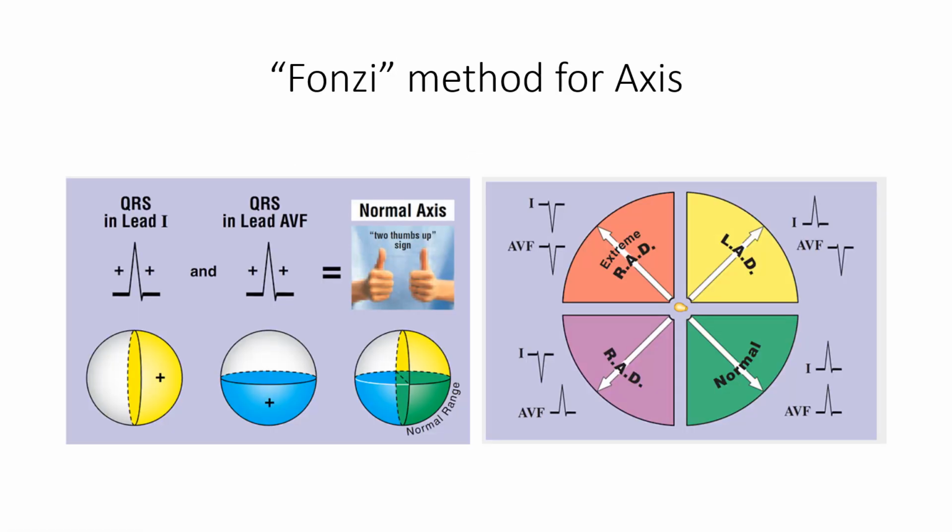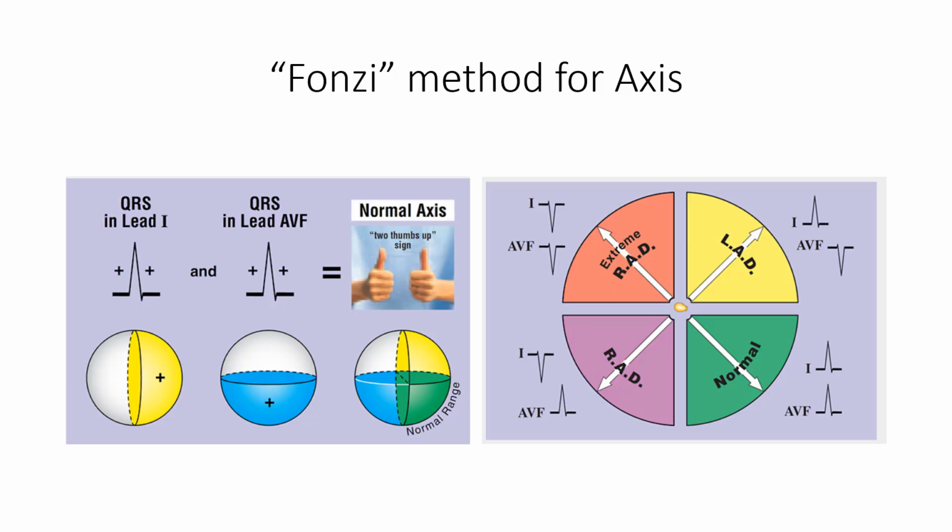As we look at lead 1 and lead AVF to assess for axis, we will be using what I call the Fonzie method. What we're going to do is take our left thumb and look at the QRS complex in lead 1. If that QRS complex is overall net positive, then the left thumb will be pointed upward. If the overall QRS complex in lead AVF is right side up, then the right thumb will be pointed up. If we have two thumbs up, then we have a normal axis.